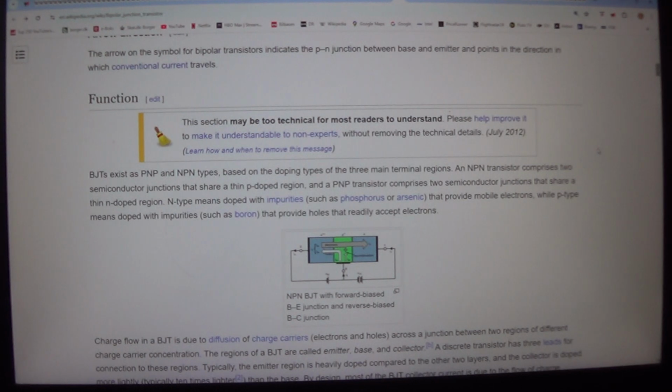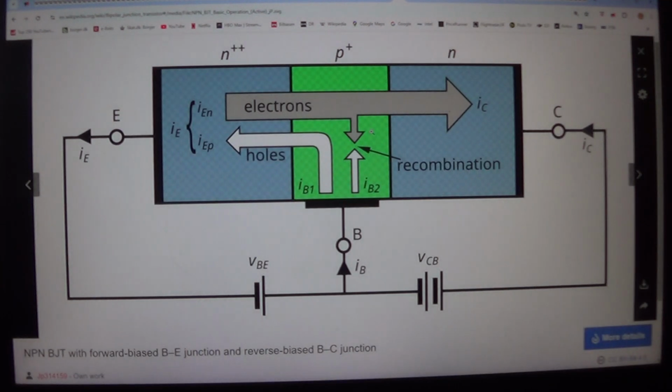BJTs exist as PNP and NPN types, based on the doping types of the three main terminal regions. An NPN transistor comprises two semiconductor junctions that share a thin p-doped region, and a PNP transistor comprises two semiconductor junctions that share a thin n-doped region. N-type means doped with impurities, such as phosphorus or arsenic, that provide mobile electrons, while P-type means doped with impurities, such as boron, that provide holes that readily accept electrons.